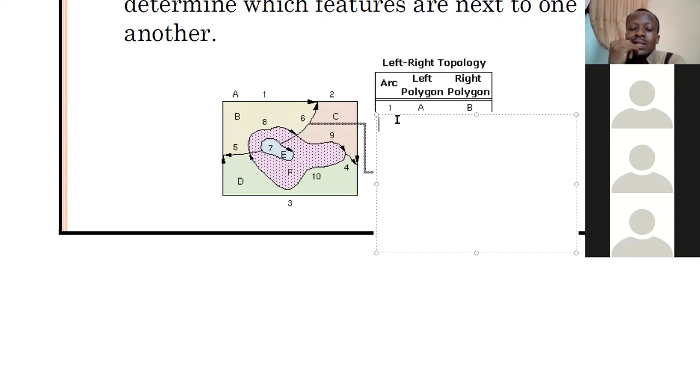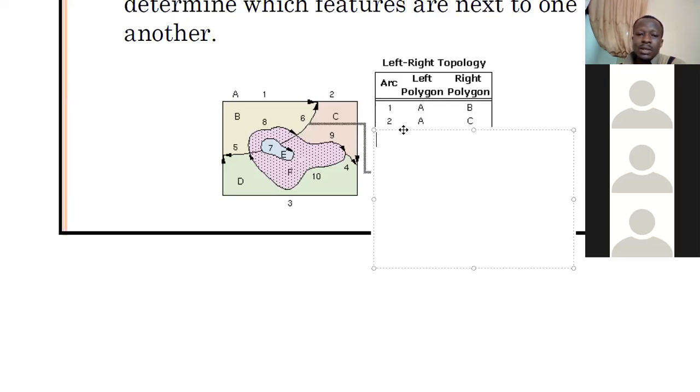So in that case, what is the polygon to the left and to the right for arc number 2? It's A and C. Exactly. So A will be to the left, isn't it? Yes, A and C. And then C will be to the right. You got that right. Let's go to 3.